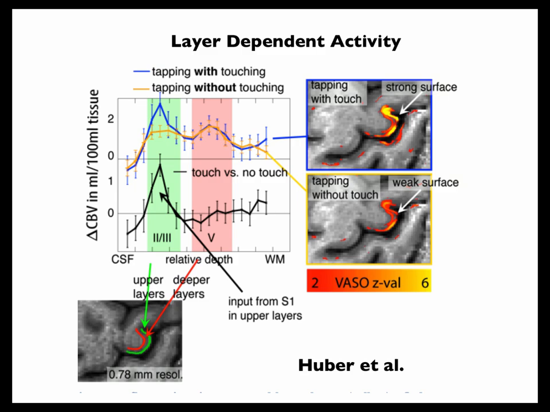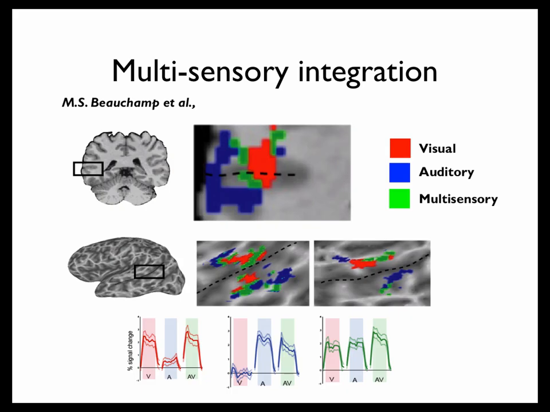If you just do this without tapping, that input is modulated. There's no longer that input. And he was actually able to see this, with tapping with touch and tapping without touch. You have this lack of activation in layer 2 and 3 of the motor cortex, and you have an activation here. I'm sorry, this is motor. And so you have basically this modulation of the input from S1. Okay, so that shows that fMRI is getting there.